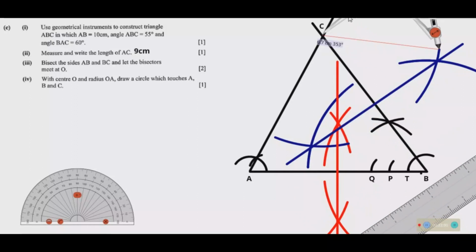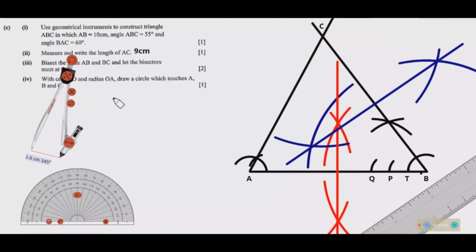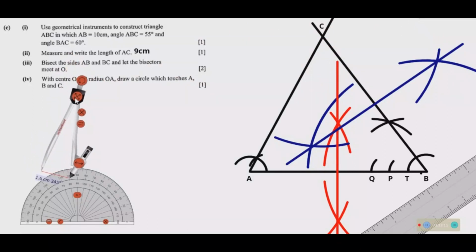Okay, now once we have done that, the next thing, the question is saying: bisect the sides AB and BC and let the bisectors meet at O. So we name the point here where these are meeting as O. Okay, you need to be very careful because they are meeting here where there is a red arc, but here where I'm pointing, that's where they are meeting. So you should be very careful as you name O, so you don't get confused. Okay, so O, it is here.